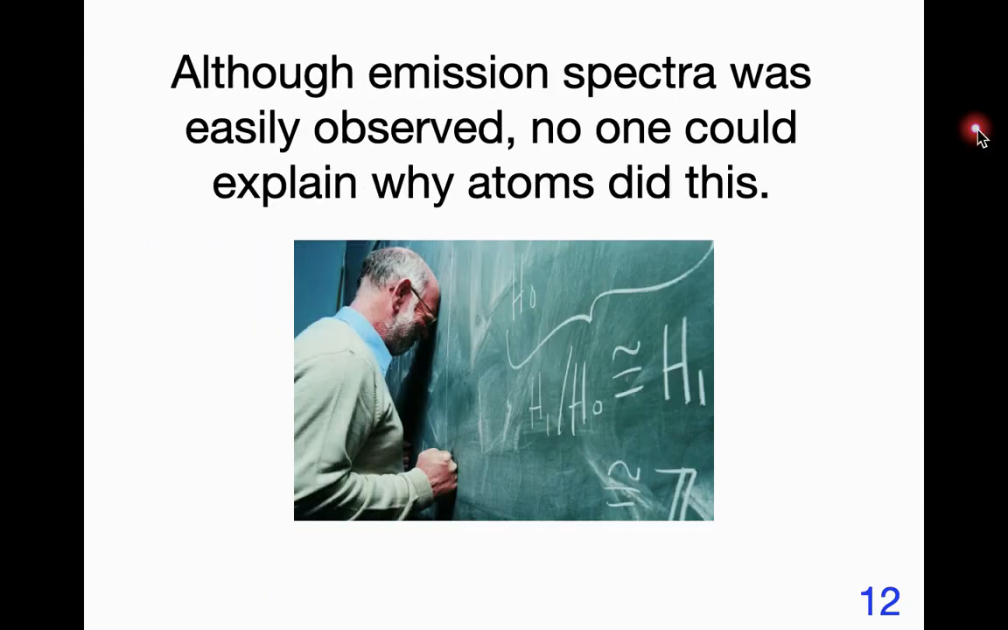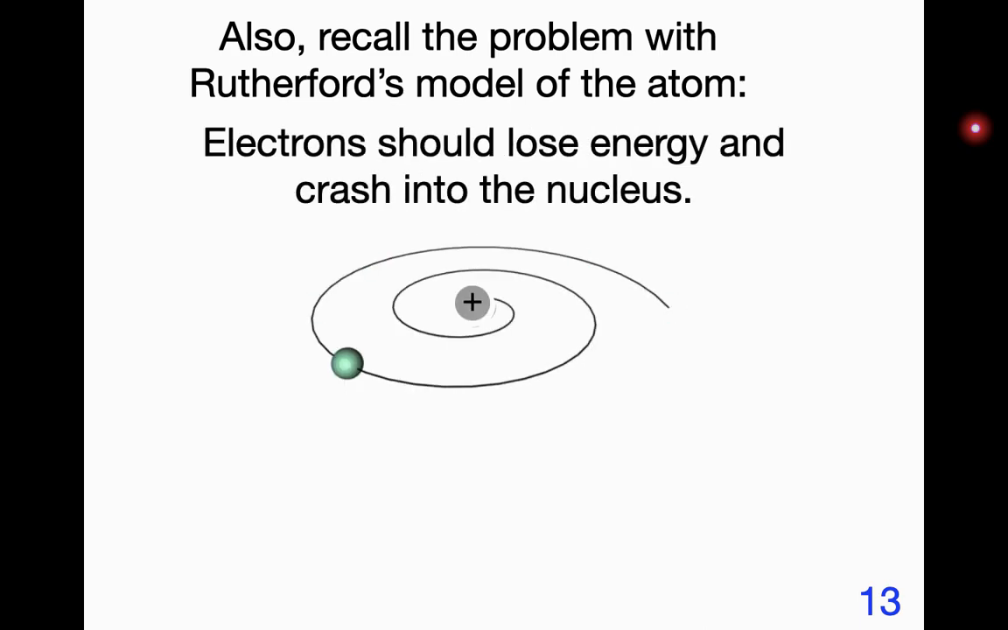Although emission spectra were easily observed, no one could explain why atoms did this. And we're talking about the 19th century. Also recall the problem with Rutherford's model of the atom: electrons should lose energy and crash into the nucleus. So we have two problems that don't necessarily seem to be related to one another. What causes the emission spectrum? Nobody knew. And why don't electrons crash into the nucleus? Nobody knew. Well, as it turns out, the two are directly related.